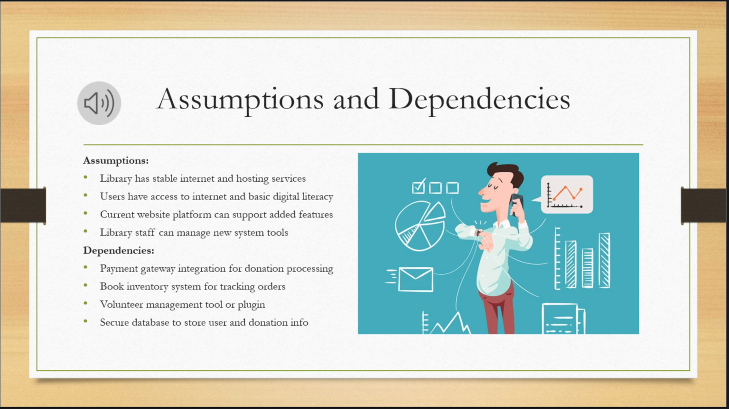All right, and for this page, we have the assumptions and dependencies. Under the assumptions, this is going to be the library has stable internet and hosting services, the current website platform can support the added features that we're bringing, and the library staff can manage these new system tools. The dependencies are going to be things like the payment gateway integration for donation processing, book inventory system for tracking orders, and secure database to store user info and donation information so that it is safe and not up for grabs from possible vulnerabilities.